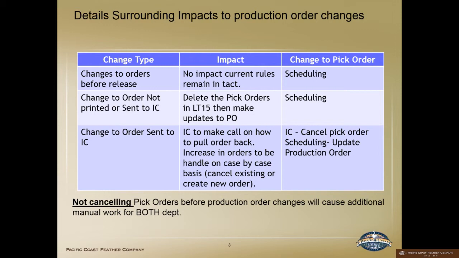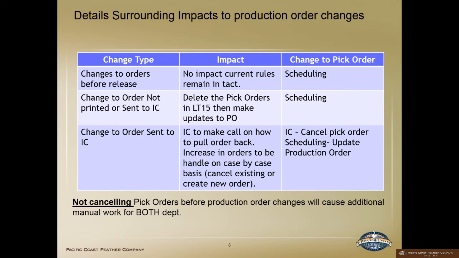Okay, changes to orders sent to IC. IC would make the call on how the orders would be pulled back. An increase to an order would be handled on a case-by-case basis. If they haven't picked it, it's probably best that we just cancel those pick orders, up the order. It'll regenerate a pick. She can print the picks directly in IC, and we can proceed with the order. If the order's already been picked, she'd probably want to do the same thing. If she has an order that hasn't been picked, she may just want to cancel the order and proceed. So it'll be really how the department wants to proceed. But generally speaking, if the order hasn't been picked, she'll probably cancel it. So when we regenerate the pick order, there's one instead of one for every order change.